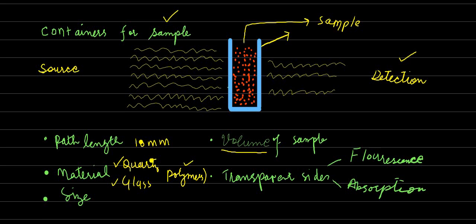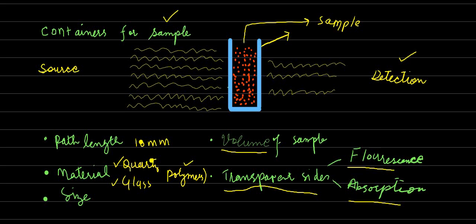microliters. Another important parameter or property of these cells is whether they have two transparent sides or all four sides transparent. Those which have only two transparent sides are mostly used for absorption spectroscopy, and those having all four transparent sides are mostly used for fluorescence studies. They can also be used for absorption studies, but they are suitable and required for fluorescence studies as well.